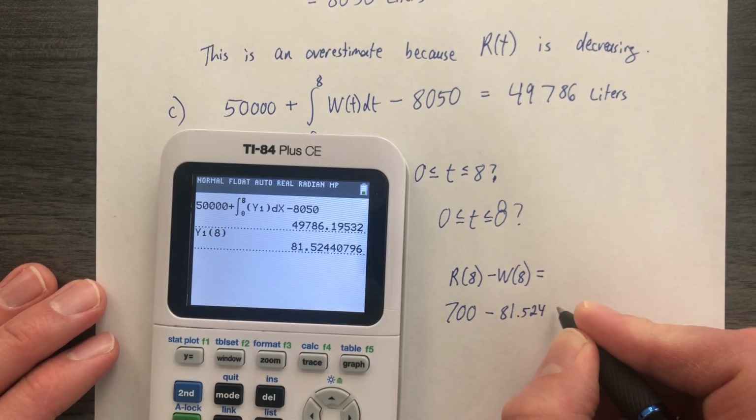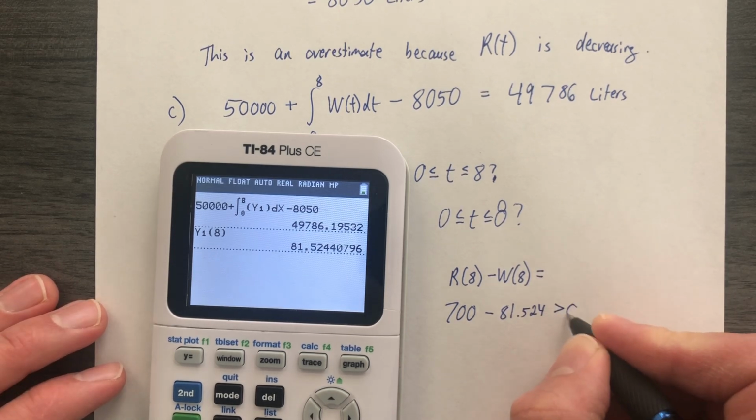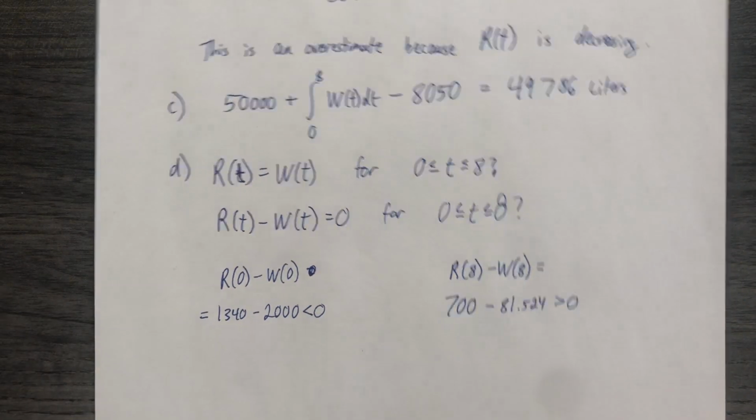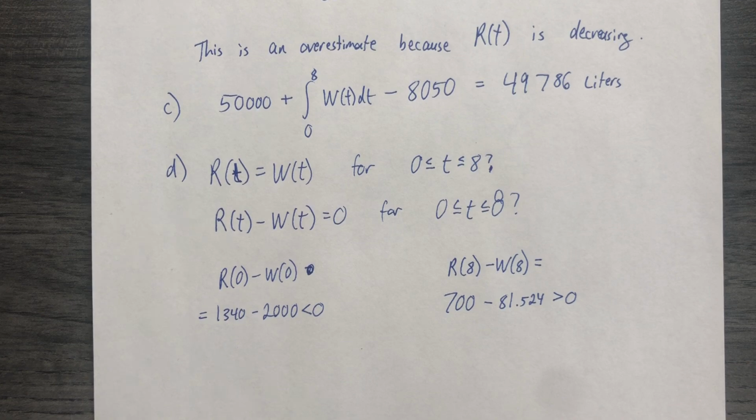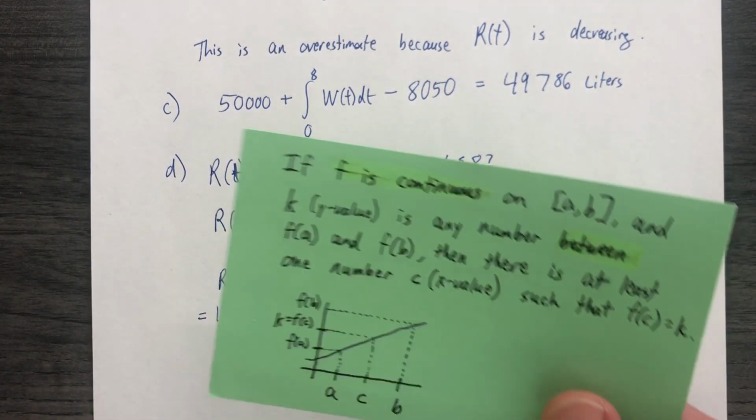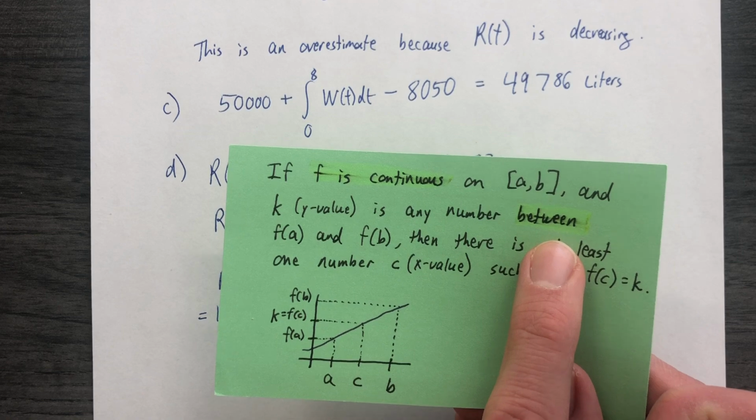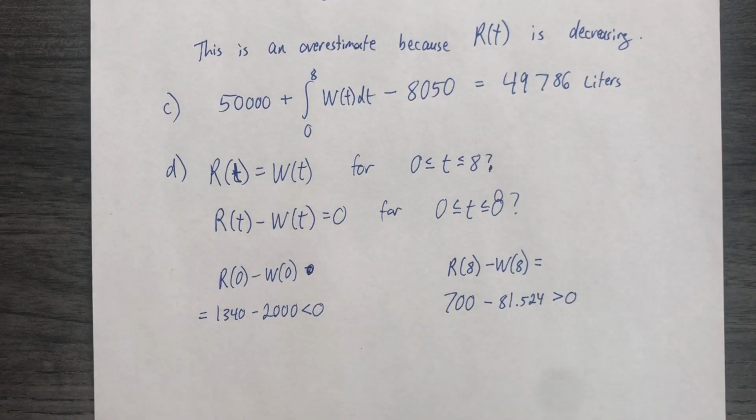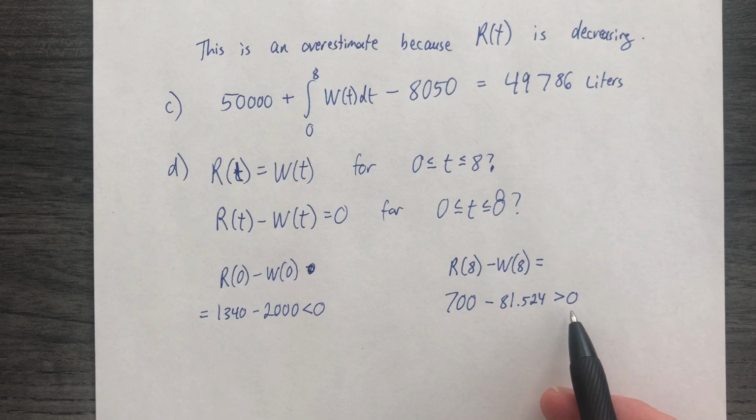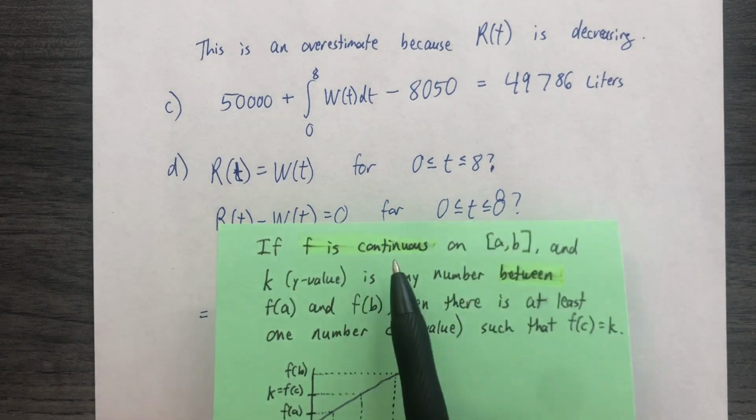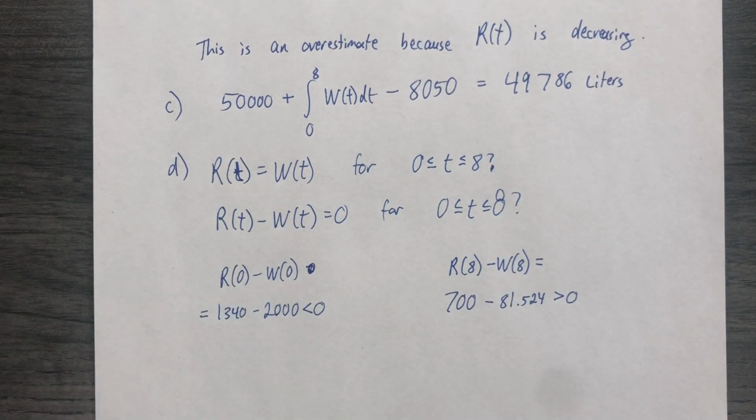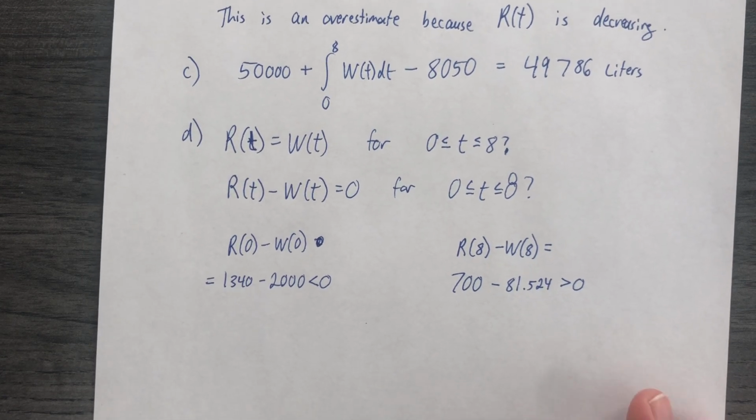81,524, let's do that. And I really don't care what that is. I just care that it's positive. All right, we have crossed boundary number 2. Do we have betweenness? Yes. 0 is between this negative number and this positive number. Do we have continuity? Yes, we do, and here is why.